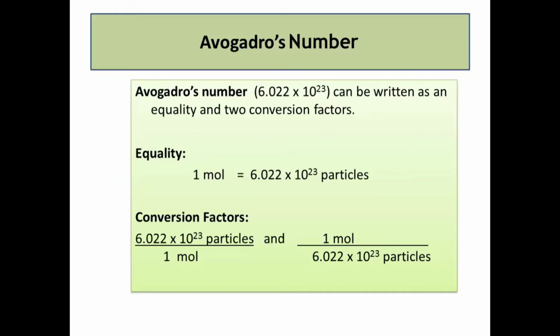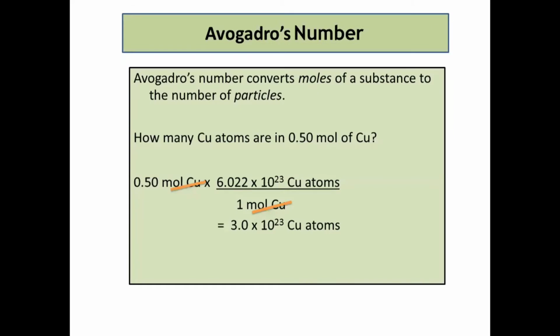We already learned that the Avogadro's number is 6.022 into 10 raised to 23 atoms, ions, or molecules, and that can be represented as an equality and conversion factors. So 1 mole is equivalent to 6.022 into 10 raised to 23 particles, and the conversion factors are 6.022 into 10 raised to 23 divided by 1 mole, or 1 mole divided by the Avogadro's number. These are the two conversion factors for the Avogadro's number. Based on it, we can calculate the number of moles or millimoles for particular substances.